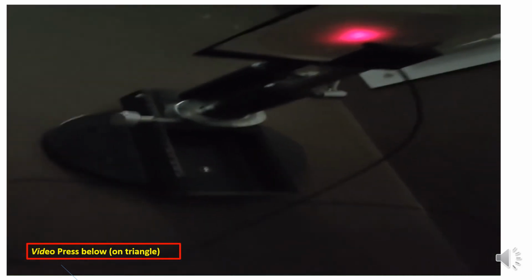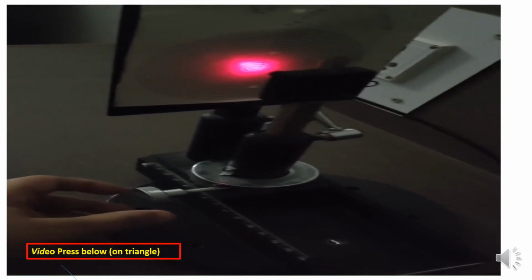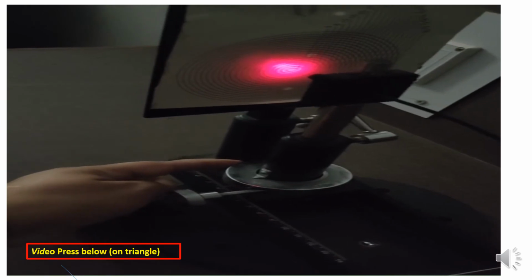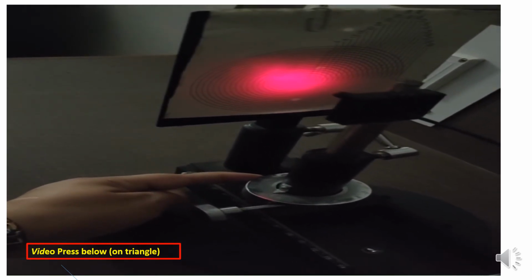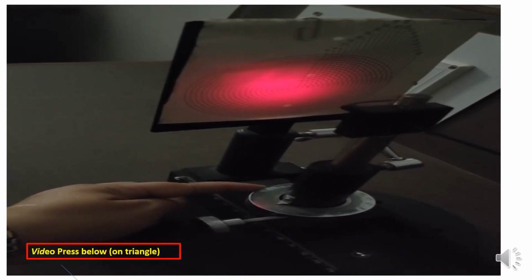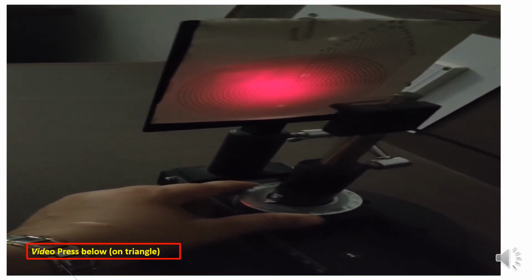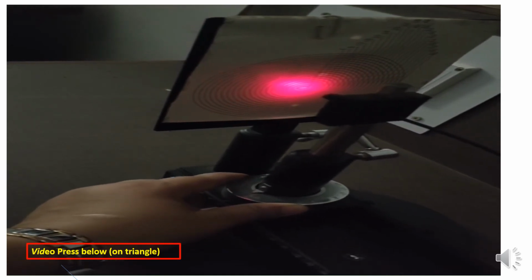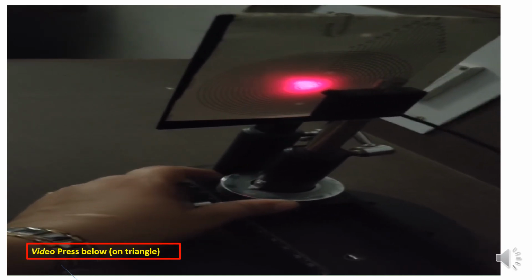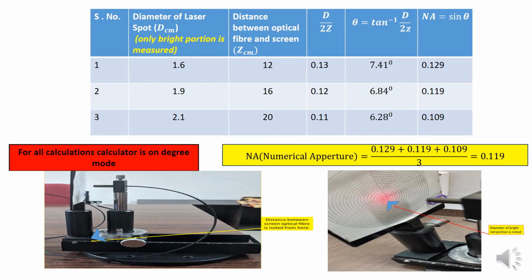This is the video which shows how the ring diameter is changed. You can see here, only the white portion we will try to clear. This is the white portion at this point. Further, some scattered light is there, but only the white portion we will try to clear. Right? So as the distance is changed, you can see the diameter of these rings changing. So we will try to measure both things.